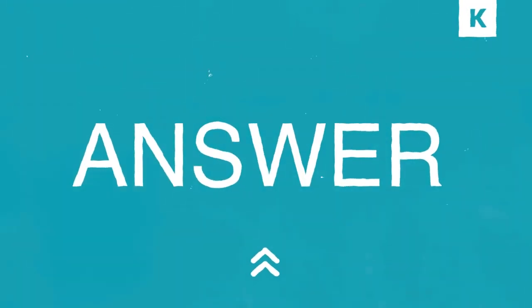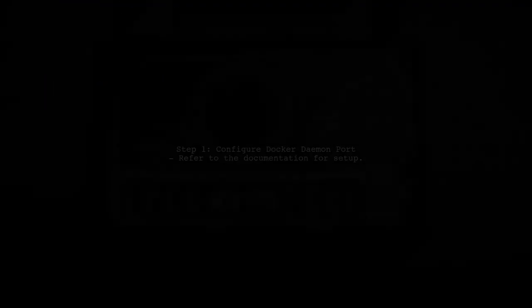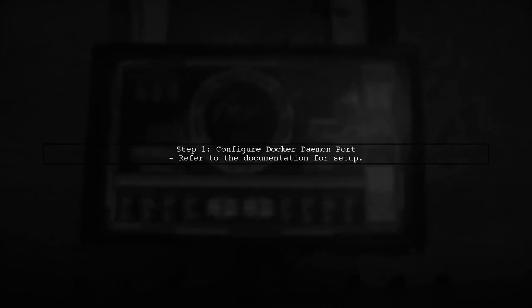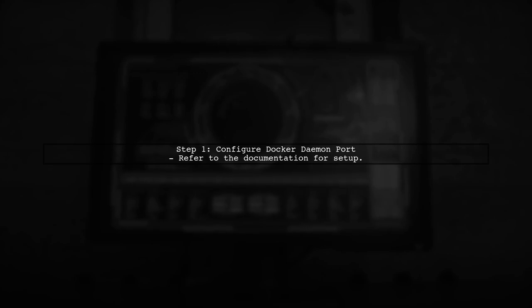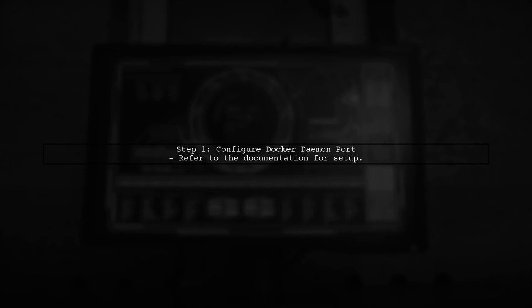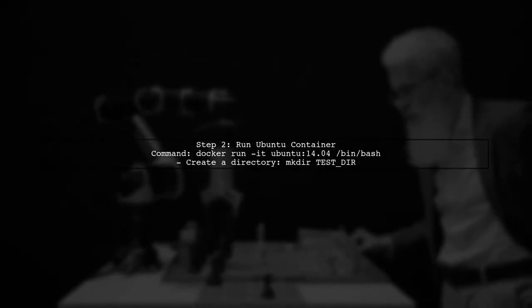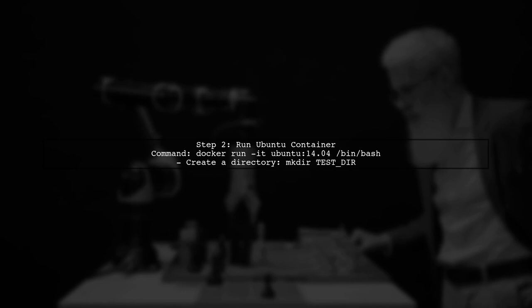Let's now look at another user-suggested answer. To create a new Docker image from a running container on Amazon, you can utilize Docker APIs. First, ensure the Docker daemon port is configured properly. Next, run a container using a base Ubuntu image and create a directory inside it.